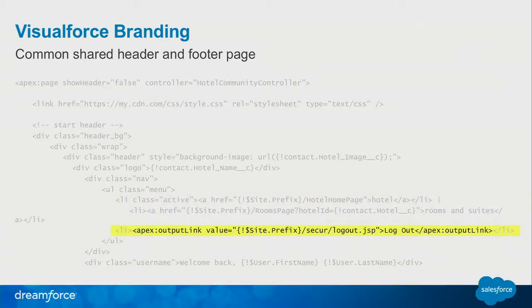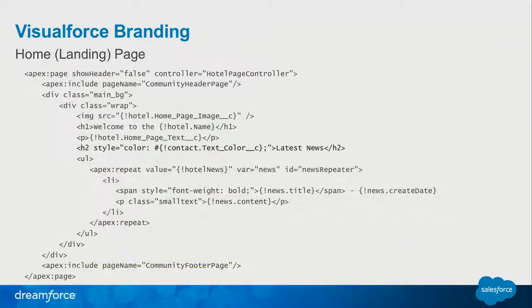And then this here is how, if you have your logout link on the community, it's just a standard way to include that on your page using a site prefix /secure/logout. And then we want to tailor it to the user, so we're going to put their user first name and last name on there as well. So this is our header.